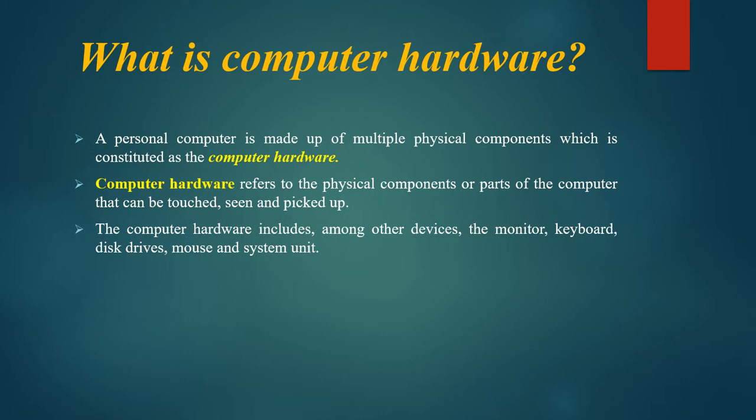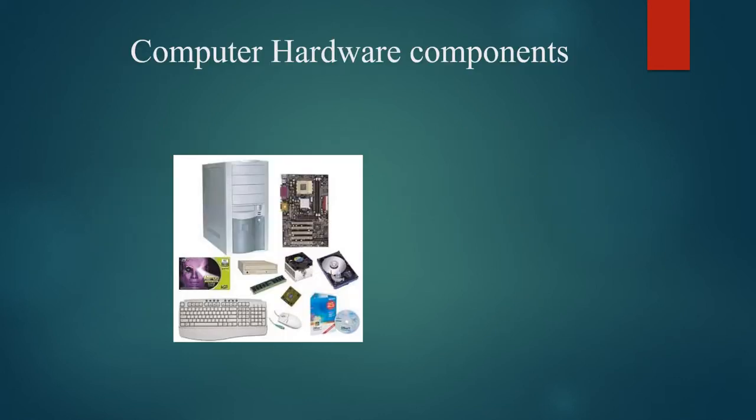So it makes the monitor a computer hardware, the keyboard a computer hardware because it can be seen and it can be touched. The disk drive, that's the hard disk, can be seen and can be touched. The mouse too is a computer hardware, and the system unit too is a computer hardware.